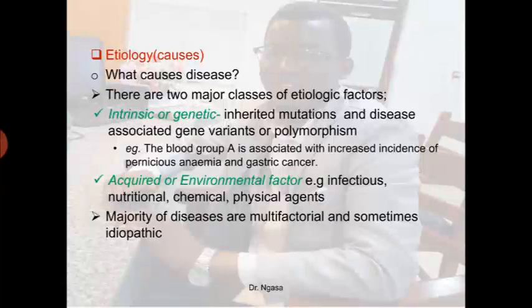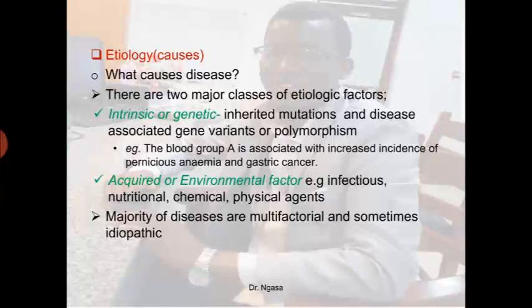The intrinsic factors are the ones which are within an individual. For example, inherited mutations and disease-associated gene variants or polymorphisms. These are the factors where one is born with a certain gene, and someone is predisposed to the development of a certain disease. For example, people with blood group A have an increased incidence of pernicious anemia and gastric cancers as compared to other blood groups.